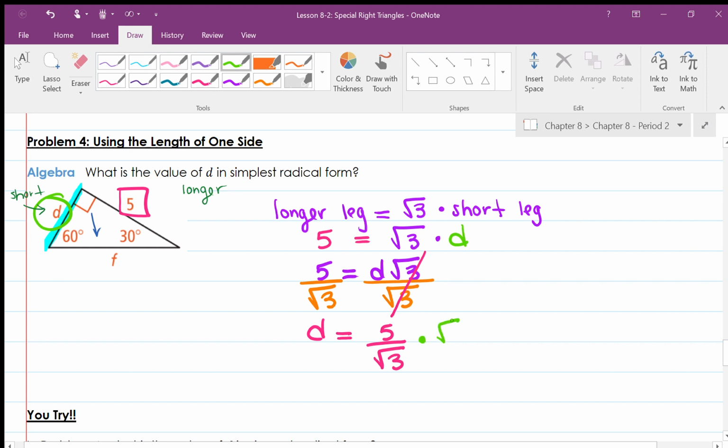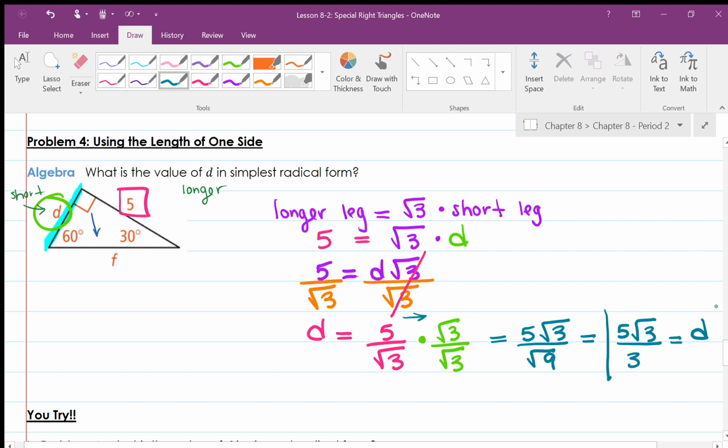And in order to get rid of it, you have to do something called rationalize the denominator, or multiply by radical 3 over 3 to get rid of it. And what is that going to do here? When you multiply across, you're going to get 5 square root of 3 over the square root of 9, which is in fact 5 radical 3 over 3, which is equal to d, or our shorter leg.